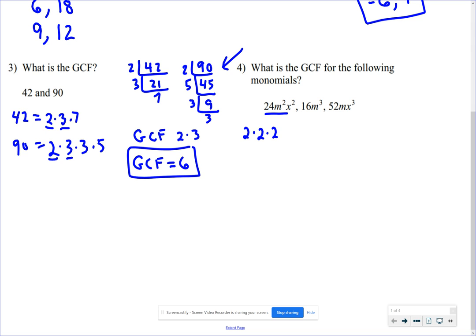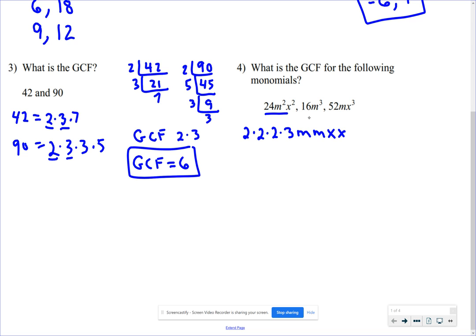Go through the process that we went through over here to get those. Just practice it. So there's my 24. My m squared is m times m. My x squared is x times x. So there's my 24 m squared x squared.